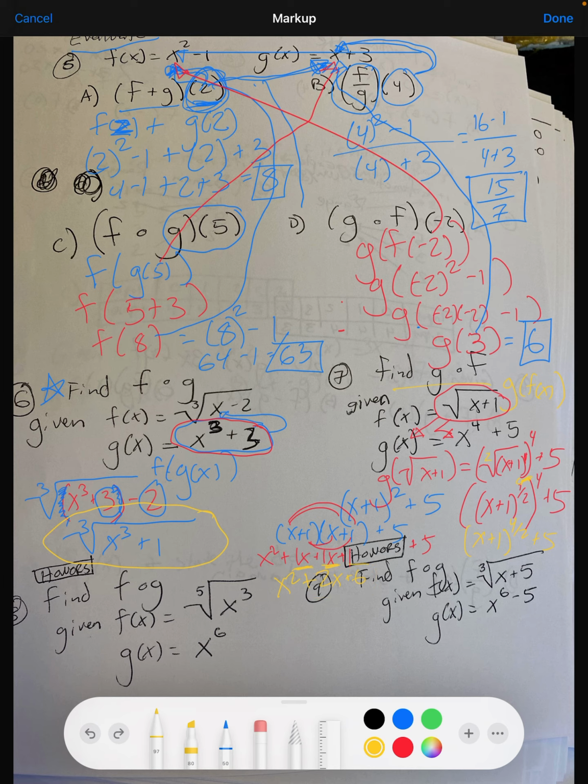And I'll try that again. X squared plus 2x plus 6. I apologize, running out of room.